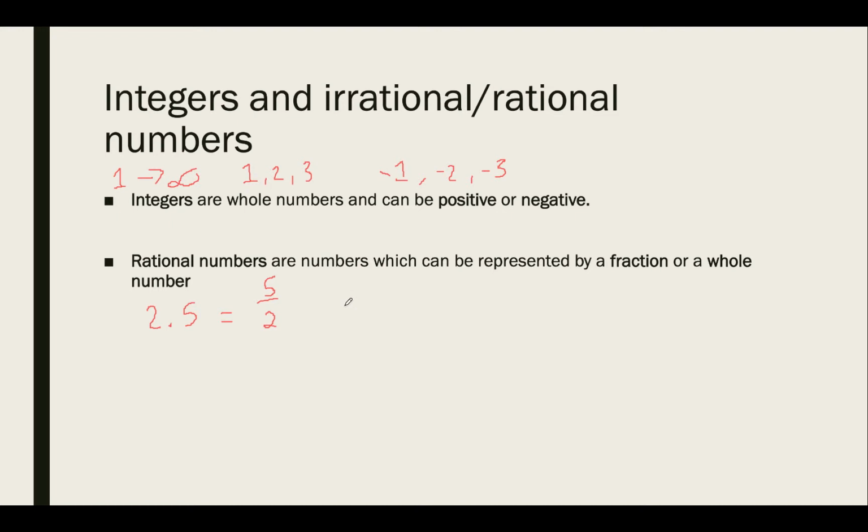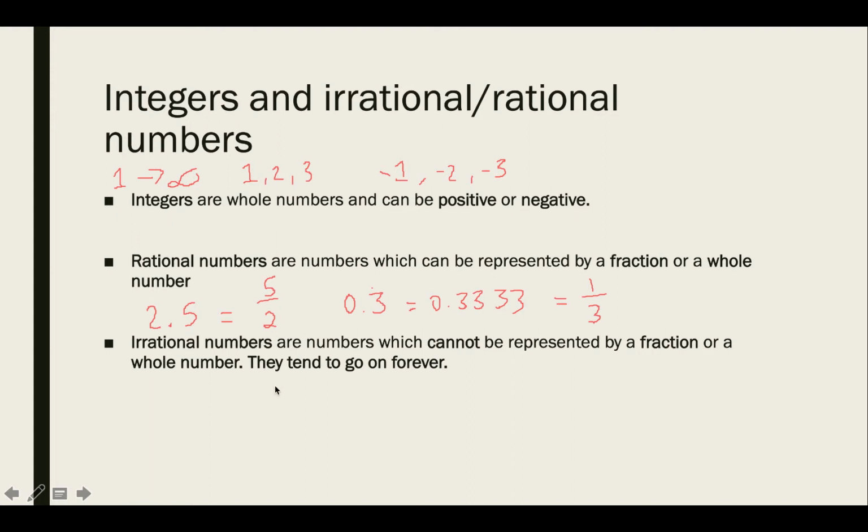Another example would be 0.3 recurring. So 0.3 recurring we know is the same as 0.333, but then we can also represent that as 1 divided by 3. So you could say 0.3 recurring is a rational number.